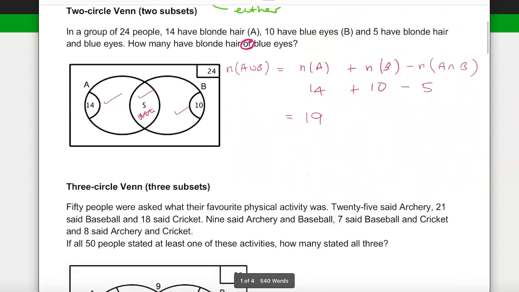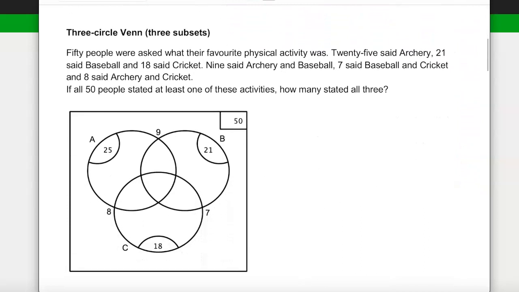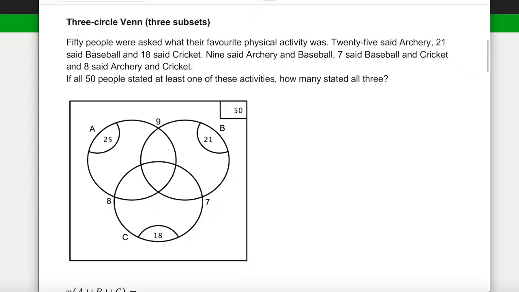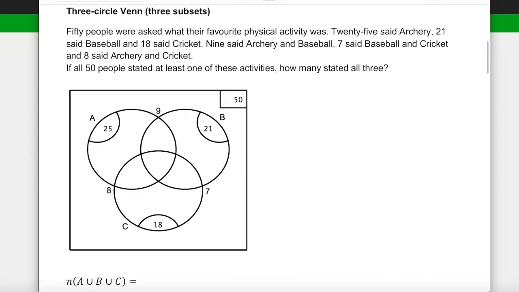We could also extend this rule to look at 3 circle Venn diagrams, so dealing with 3 subsets. What that requires us to do is to think about the regions in our Venn diagram when we're adding those totals together. So let's consider 50 people and their favourite physical activity. Of the 50 people, 25 said archery, 21 said baseball and 18 said cricket.